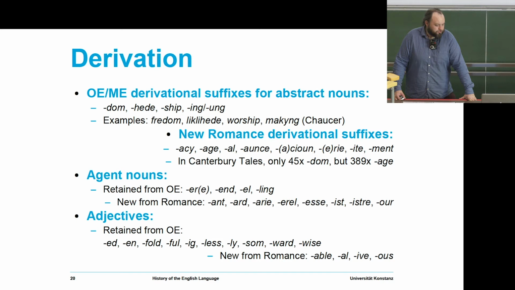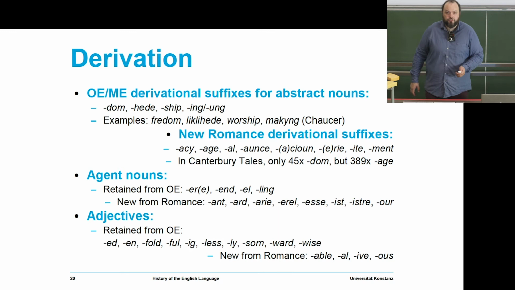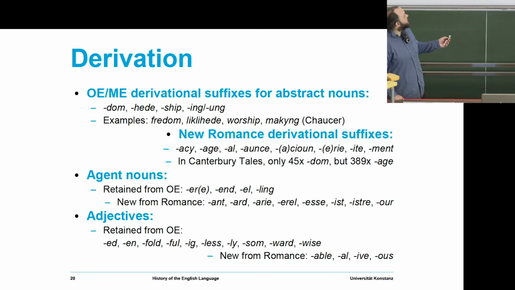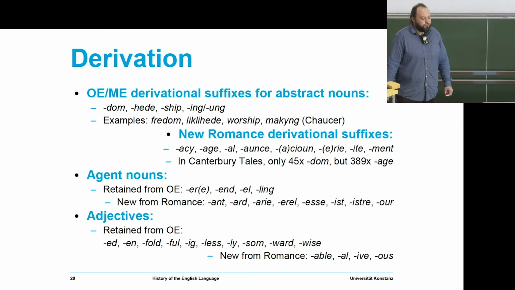And again, Chaucer is in on the action here. Chaucer uses the old suffixes, but he also uses the new suffixes. And it seems like he has a preference for the new ones. So if you count all of the instances of dom in the Canterbury Tales, you find 45 of them. But if you count age, you find 389. And they basically mean roughly the same thing. So it seems like the new Romance suffixes from French are much more popular at this stage.